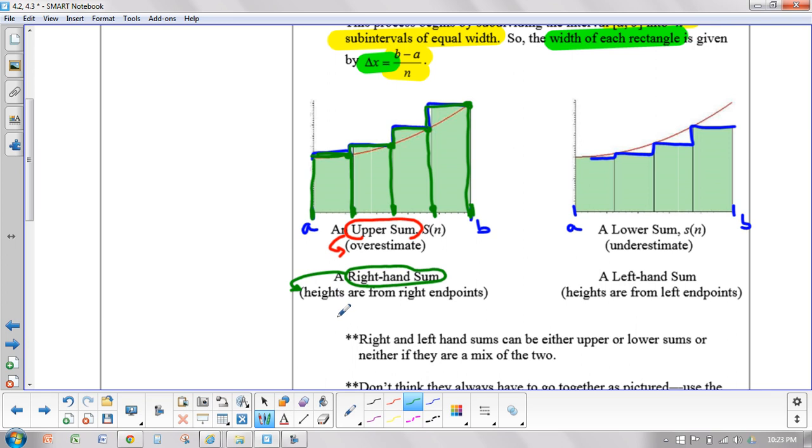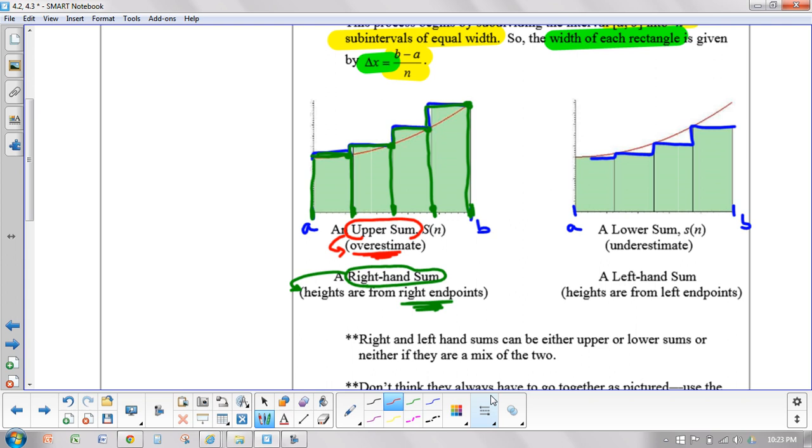So anytime you hear a right-hand sum discussed, it just means you have to use the right side to make the rectangle heights. Anytime you hear an upper sum discussed, you have to make sure that your rectangles overestimate or are bigger than your curve. Sometimes those two things would go together, upper sums and right-hand sums, and sometimes they would not necessarily. You just have to know the terminology for each. And it would depend on whether your function was increasing or decreasing, and we can talk about that.